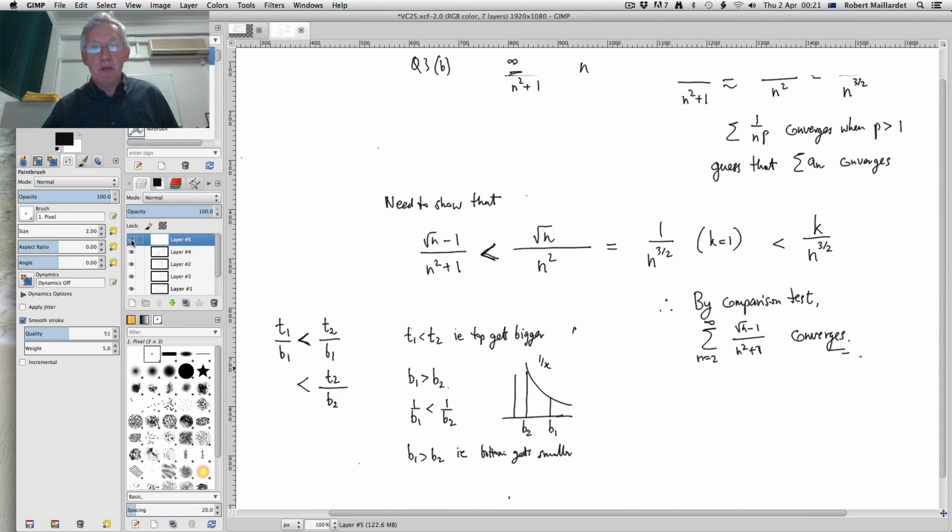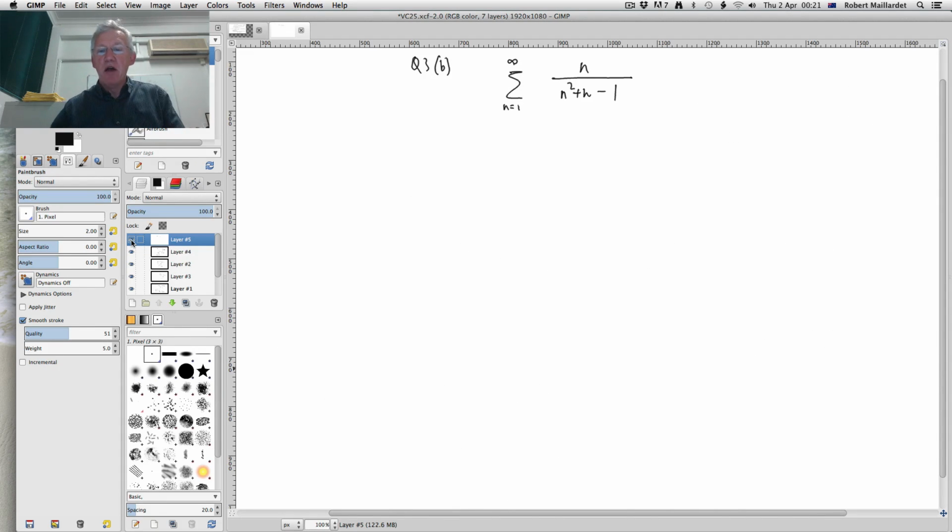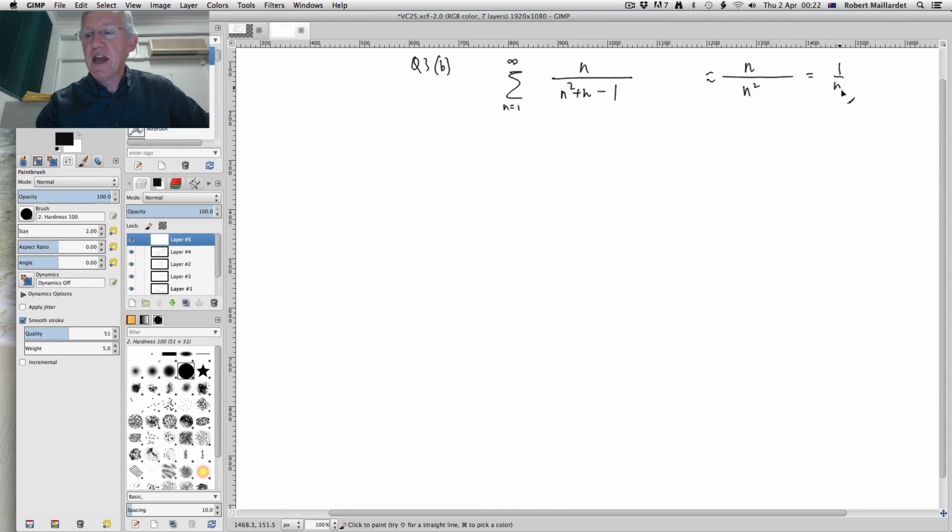So question 3 part B, which we move on to now, operates in a very similar way. So let's just think through it very quickly. First of all, I want to see what the size of the nth term is. For very large n, it's going to look like n on the top. On the bottom, the dominant term is n squared, so this is going to be approximately n on n squared, which is 1 on n.